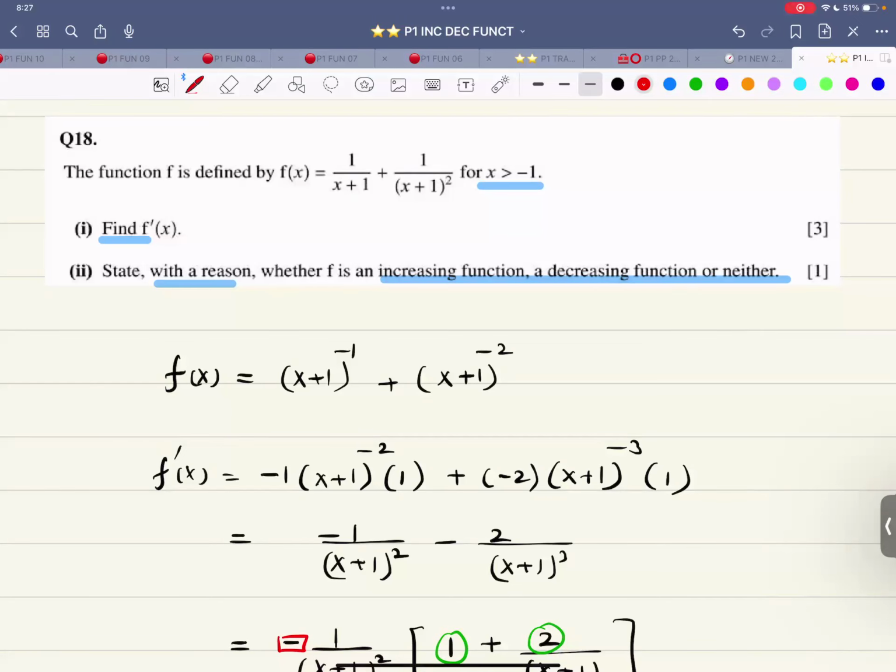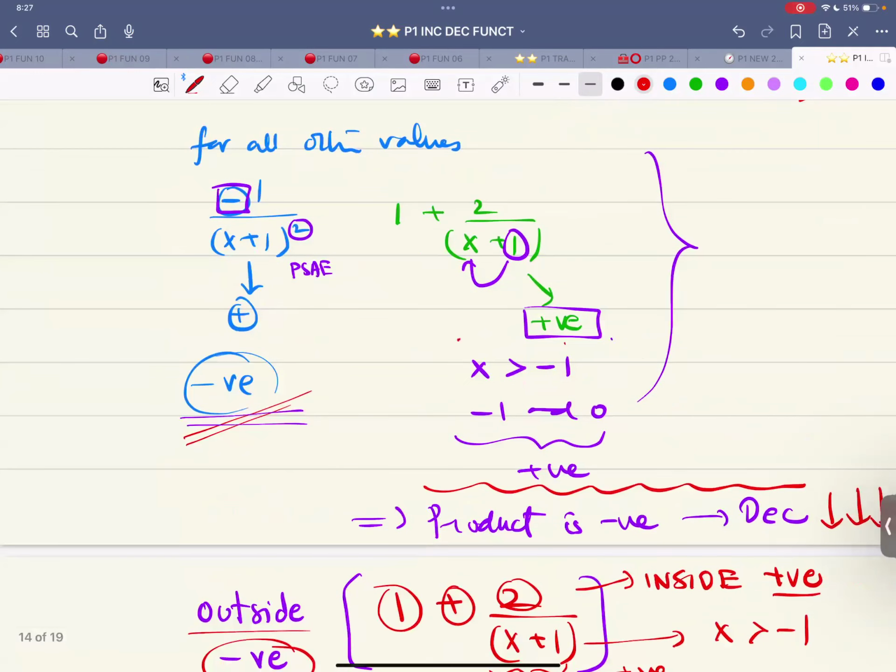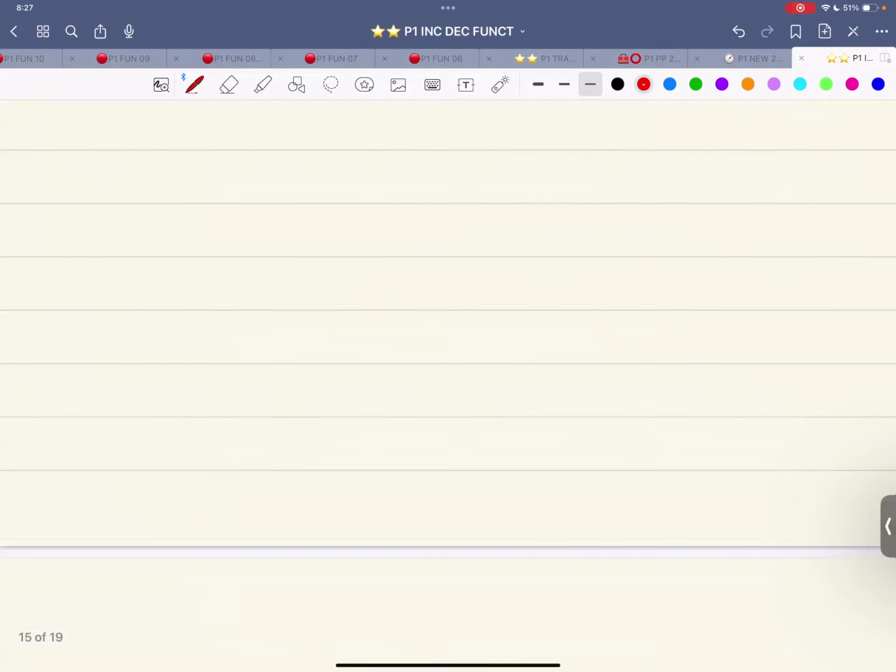So be very, very careful with the domain. Like I missed out the domain. So I was making a wrong conclusion. So that should not be the case. You have to keep an eye on the domain. Don't assume that in the previous question, it was all real values. So it's the same thing over here. No, the domain is x is greater than -1.